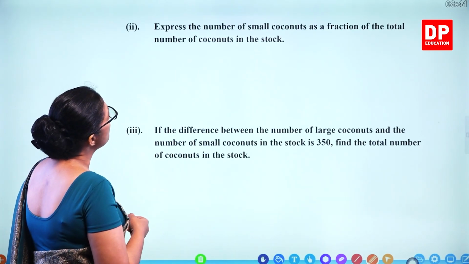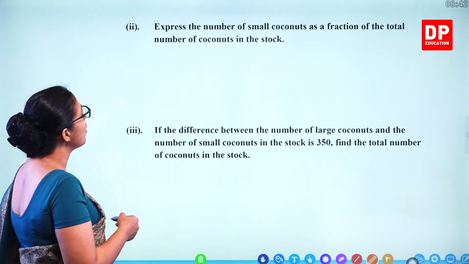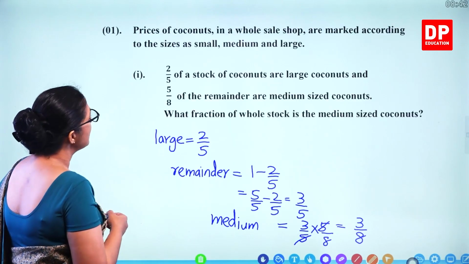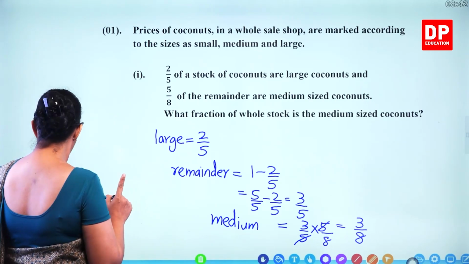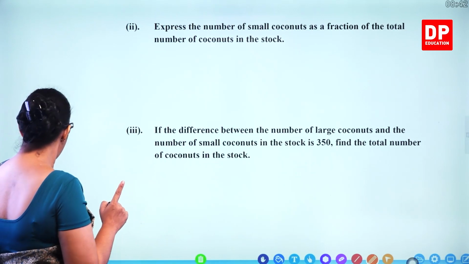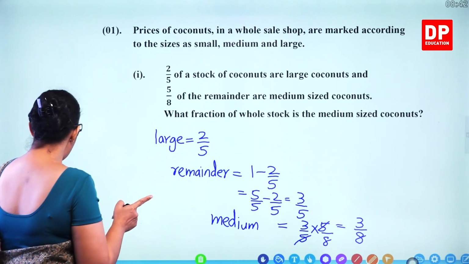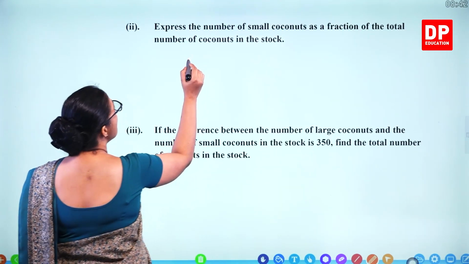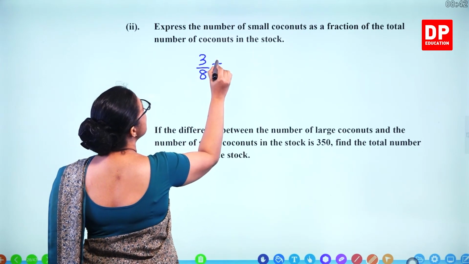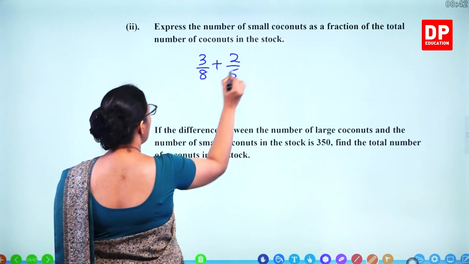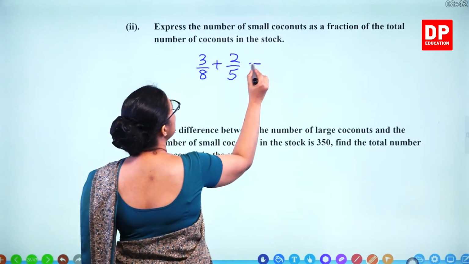Express the number of small coconuts as a fraction of the total number of coconuts in the stock. So what do they say? And the other ones are small ones. So here, 2/5 are large, 3/8 medium. So medium plus large, 3/8 and 2/5. What's the total?